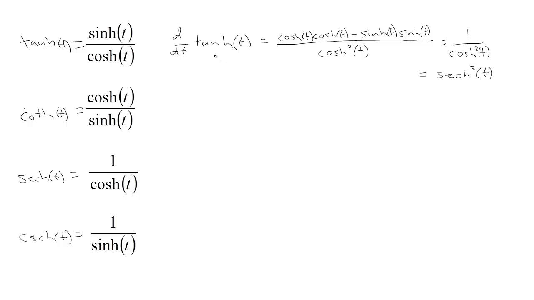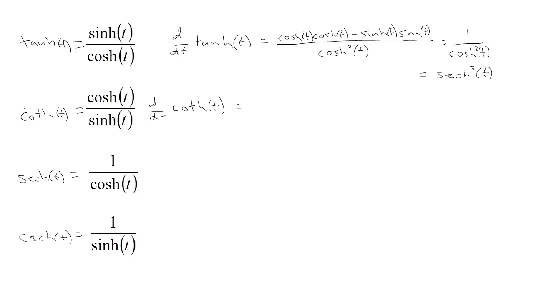So that's a lot like what happens with the tangent. The derivative of the tangent is the secant squared. The derivative of the hyperbolic tangent is the hyperbolic secant squared, or the derivative of the tangent is the secant squared. Something similar happens if you go to take the derivative with respect to t of the hyperbolic cotangent.